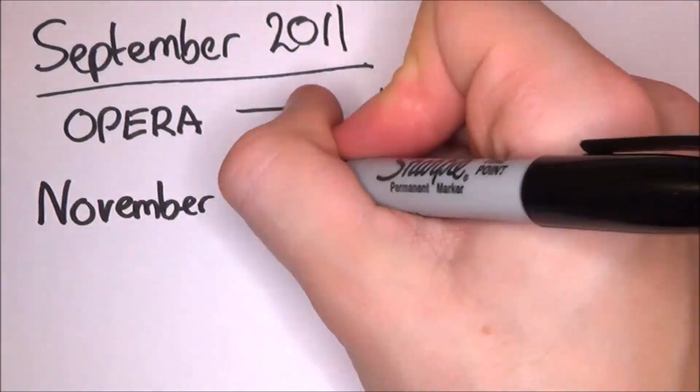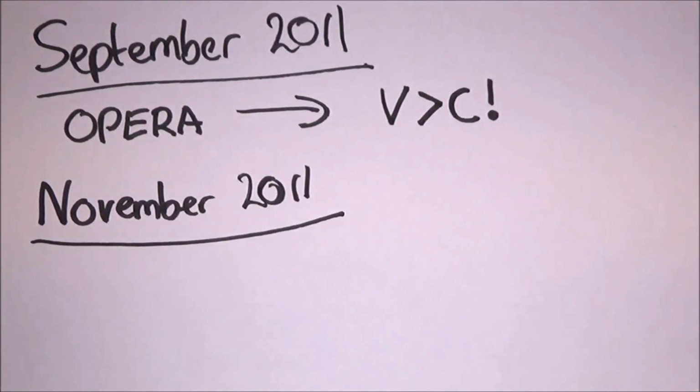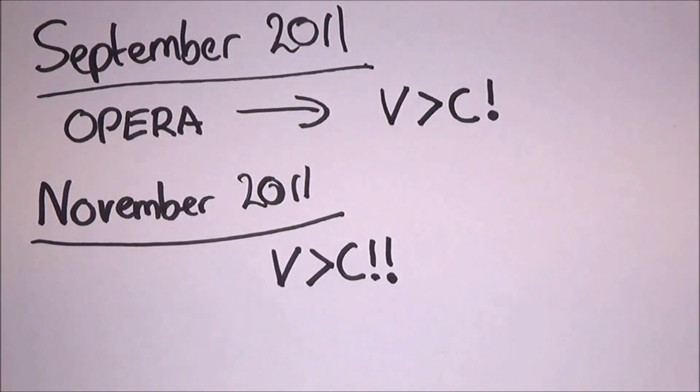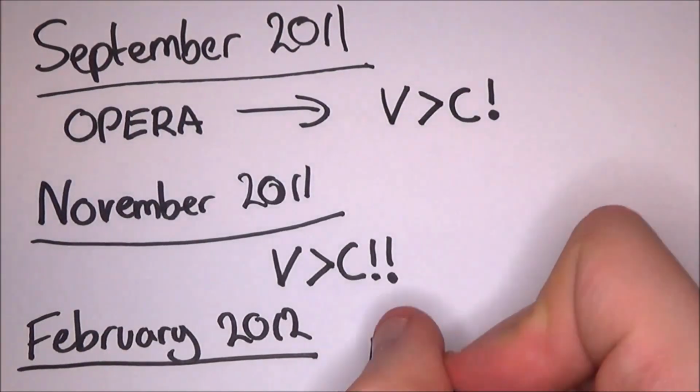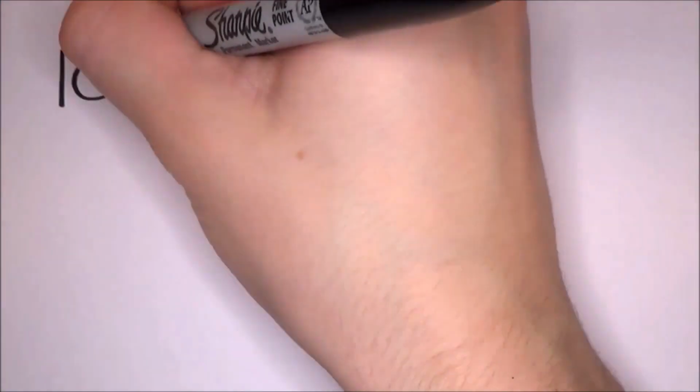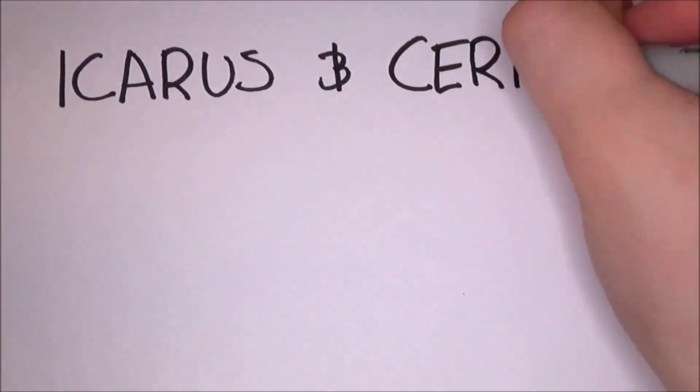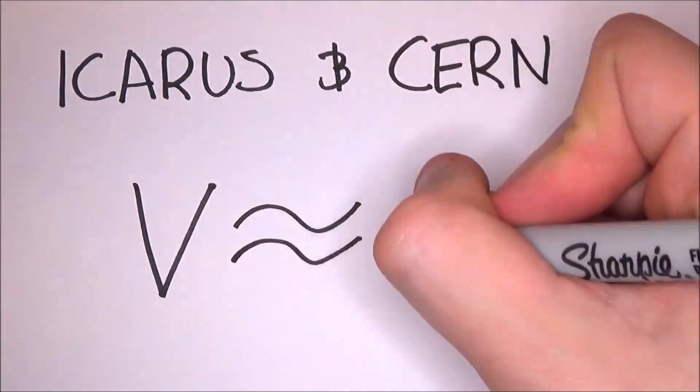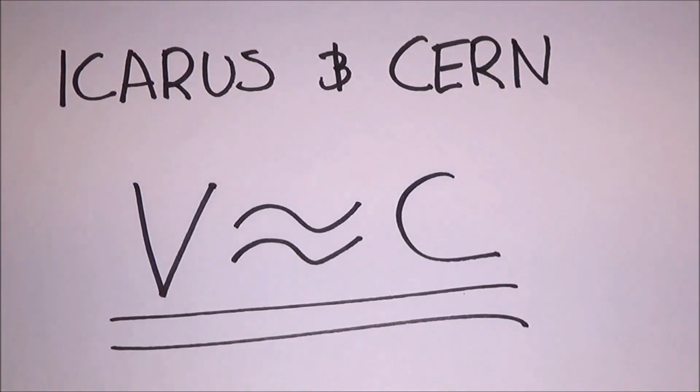So they repeated the experiment in November 2011 and calculated the individual velocities of neutrinos, and the results came out the same. However, in February 2012, it was found out that they had a loose wire on one of their atomic clocks. Between Icarus and CERN now, it has been decided that there is no discernible difference between the speed of light and the speed of neutrinos. They are basically the same.